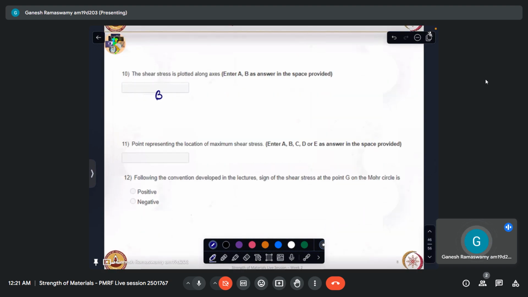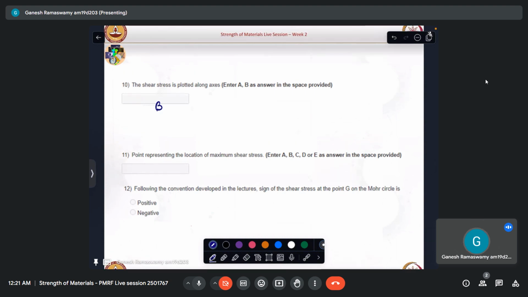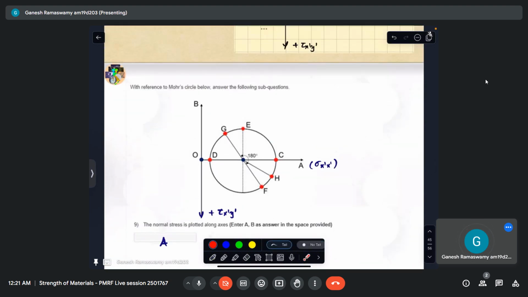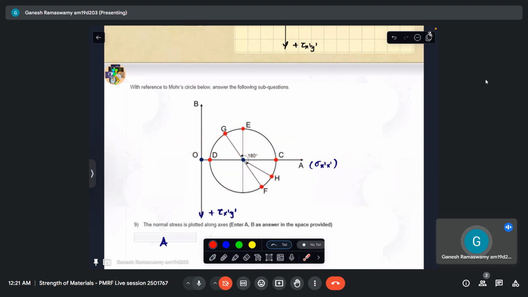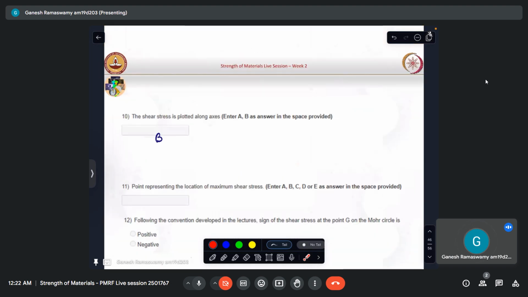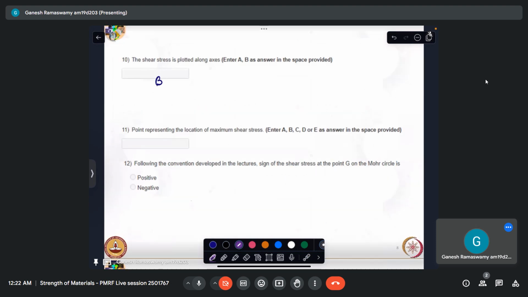Point representing the location of maximum shear stress is which of the following? Now, this is the shear stress axis. So whichever line we draw that subtends the maximum intercept is my point of maximum shear. So E basically subtends the radius. There can be nothing more than the radius of the circle that it can have an intercept. So that is why E is our correct answer. So I hope you are able to see that.